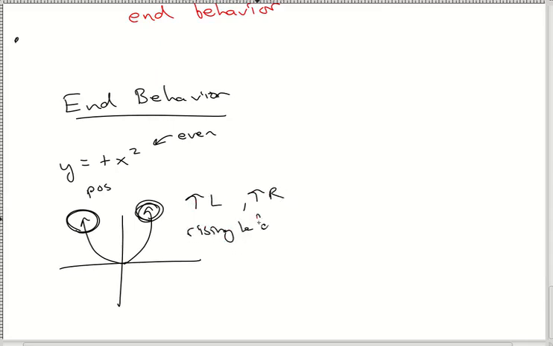Rising on the left, rising on the right. I'm not going to write that every time. This is good enough notation for us. And the reason why is because it's positive even. Positive means going up. Even means the same direction. They're both going the same direction.